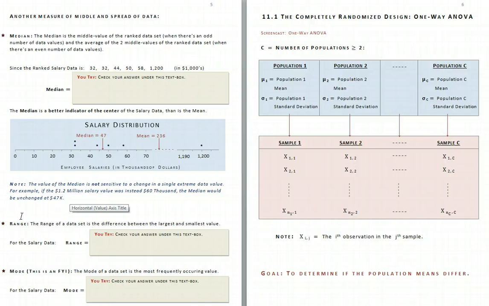The range is another measure of spread or variation in the data. It is a difference between the largest value and the smallest value. The mode is generally thought of as a measure of center. It's the most frequently occurring data value. In the case of the salaries, the mode is not a good intuitive center of the data.